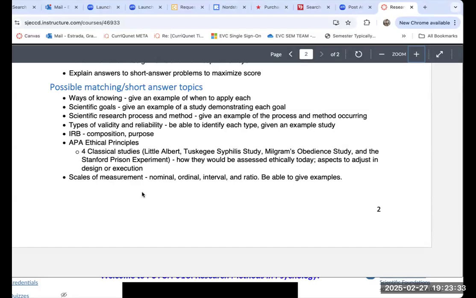Scientific research process and method. So there are 6 steps in the scientific process. Maybe I'll say, give me an example of the step of informal observations. What would you do there?